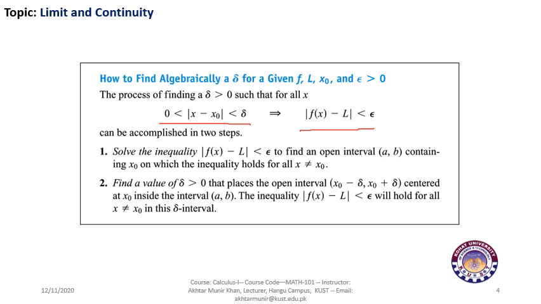So this can be accomplished in two steps. First, we will solve this inequality to find an open interval AB containing x0 on which the inequality holds for all x not equal to x0. Now find a value delta strictly greater than 0 that places the open interval x0 minus delta, x0 plus delta centered at x0 inside the interval AB. The inequality absolute value of f of x minus L strictly less than epsilon will hold for all x not equal to x0 in the delta interval. So these are the two steps, and we will understand it by solving an example.